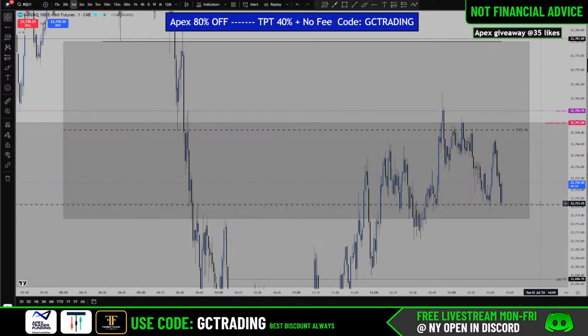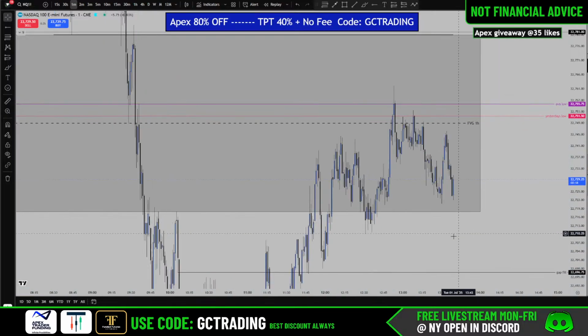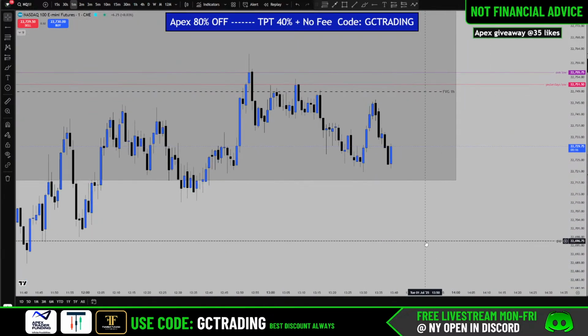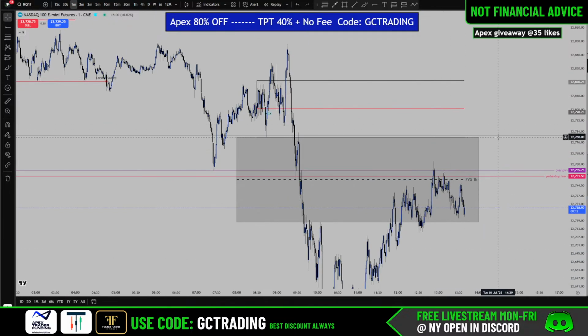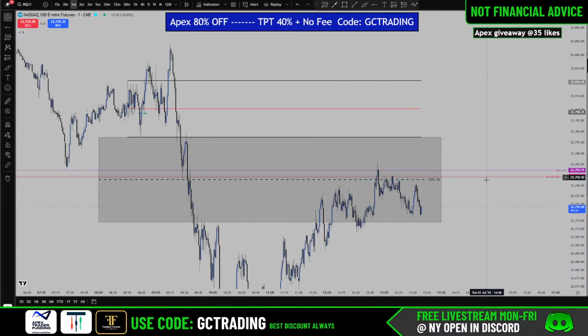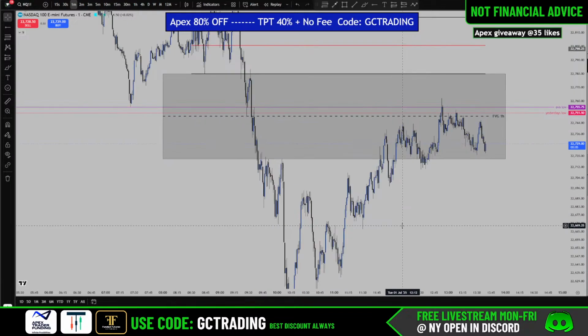I'm going to delete this daily gap. I don't need it. I feel like it's making it messy. Gap fill, don't need it. Don't need this, I don't know what that is. There we go, it cleans it up a little bit. Keep it simple.